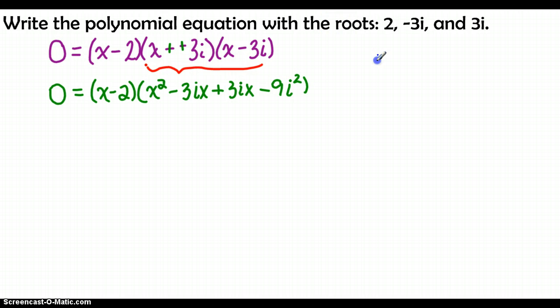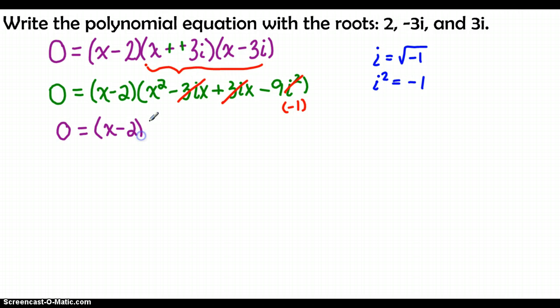In Algebra 2, we learned that i, the imaginary number, is equal to the square root of negative 1. Therefore, if we have i squared, if I square both sides, the square root disappears, so i squared is equal to negative 1. And that's going to help us do a little simplification here. So I'm going to cross off i squared, and I'm going to multiply negative 9 by negative 1. I'm going to reduce these terms because negative 3ix and positive 3ix go to 0. So I'm left with the quantity of x minus 2 times the quantity of x squared plus 9.